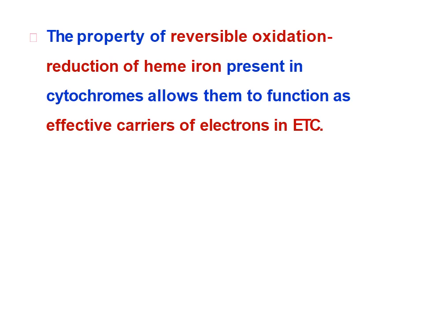We have seen FeS as a carrier. Why are we using that? Because it has the property of oxidation-reduction. It itself will get converted from Fe3+ to Fe2+, Fe2+ to Fe3+. So, it functions as an effective carrier of electrons in the electron transport chain.